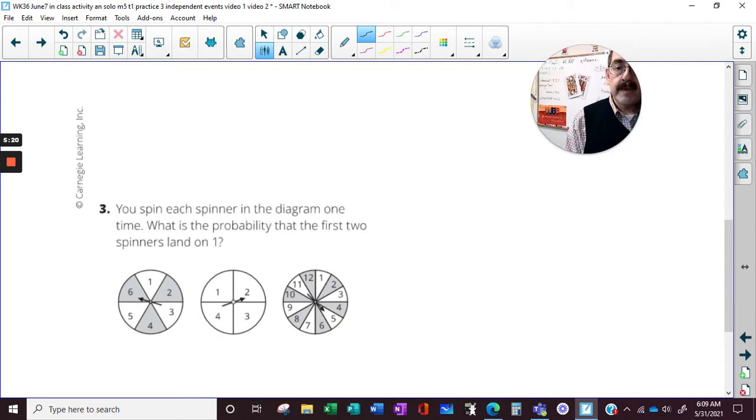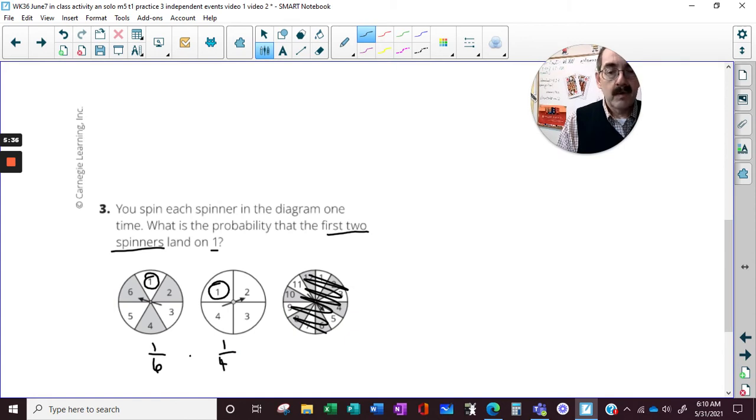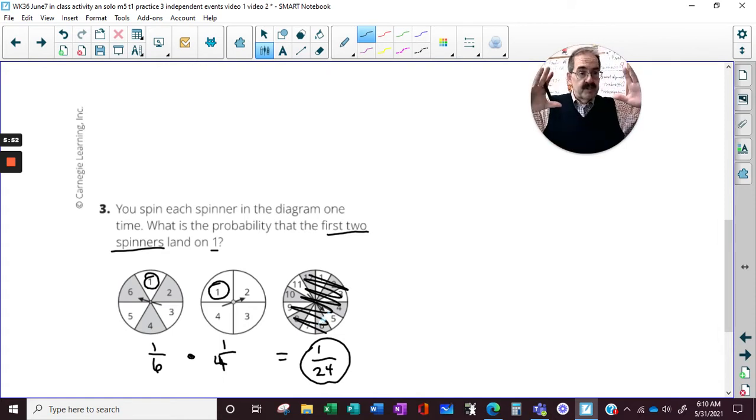Same idea here. We're only looking at the first 2 spinners, and we want to land on a 1. Well, this is 1 out of 6. This is 1 out of 4. We multiply to get the total number of combinations, 1 of the 24 total. So, if you need to, pause the video. It's the idea of the dice. Look at that big chart and see it, a 1-1 through a 6-6. The probability of.